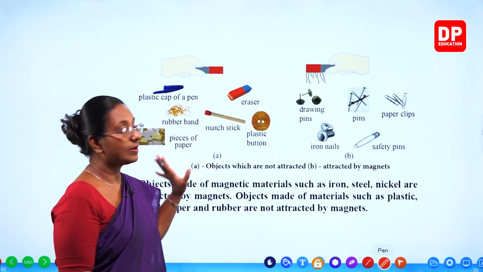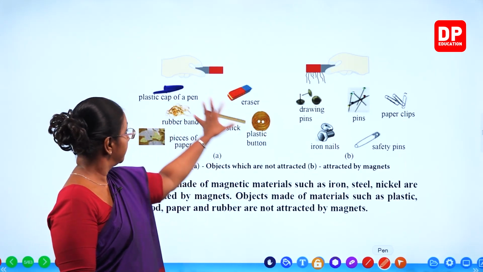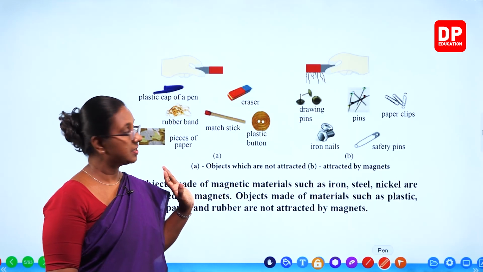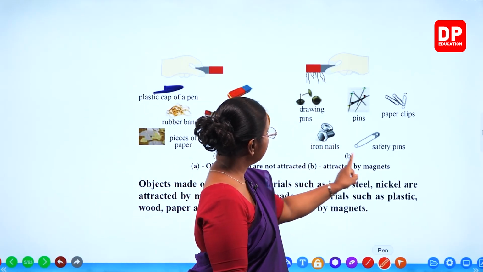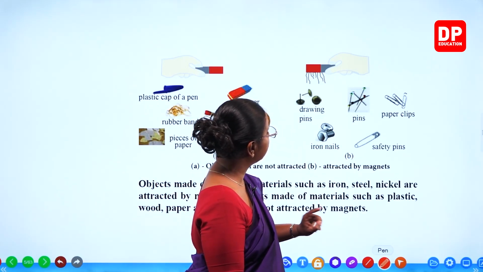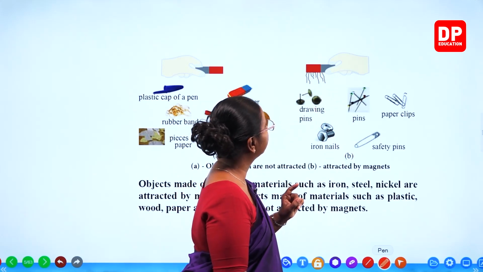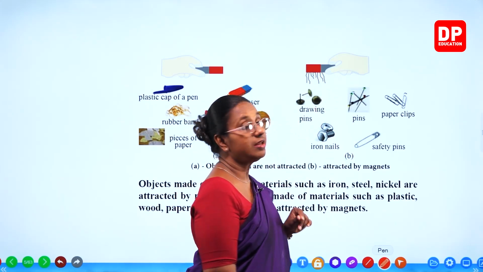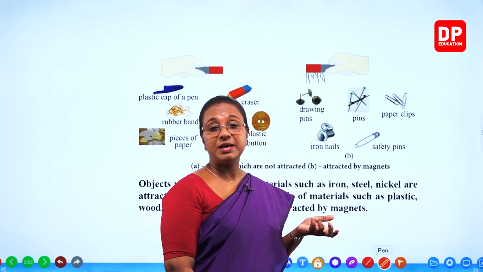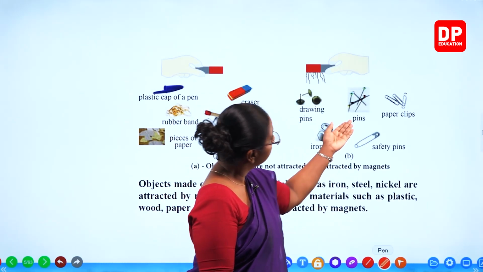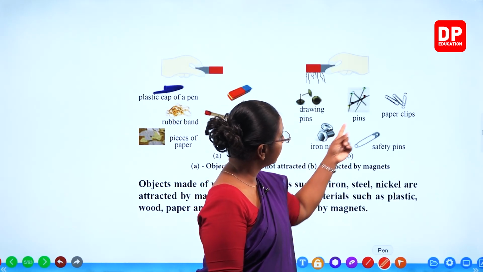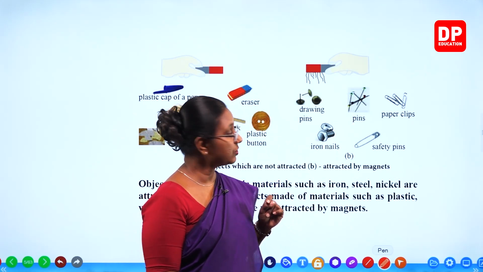So here that is what you see in this first set of diagrams. On this side, B, these are materials attracted by magnets. So here you can see they get attracted to the magnets. Drawing pins. Drawing pins are usually made up of iron or steel. Normal pins, the head pins, they are again made up of iron or steel.